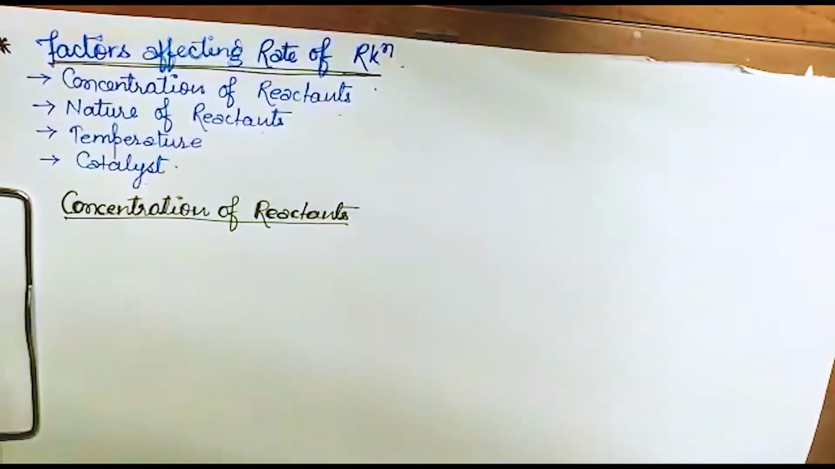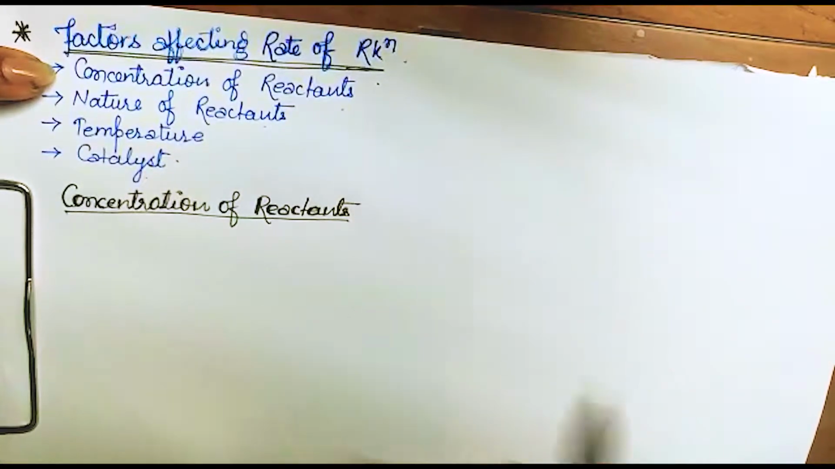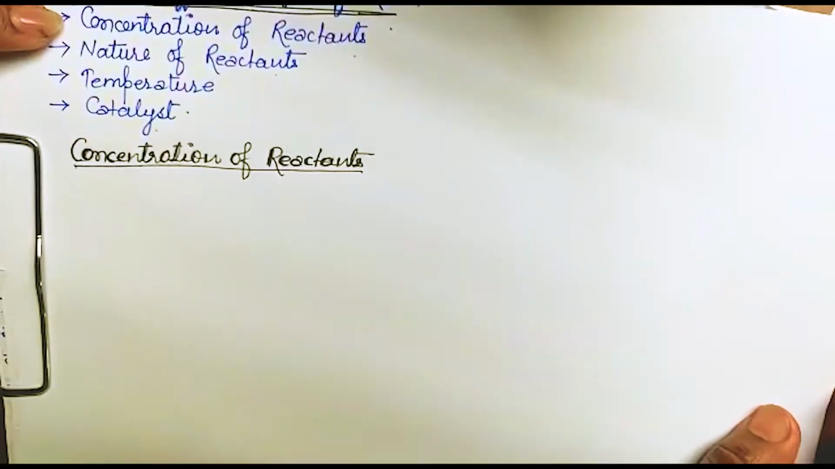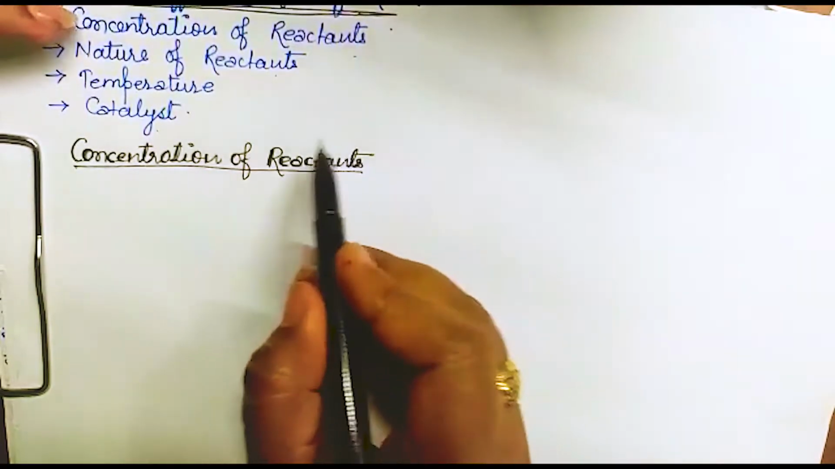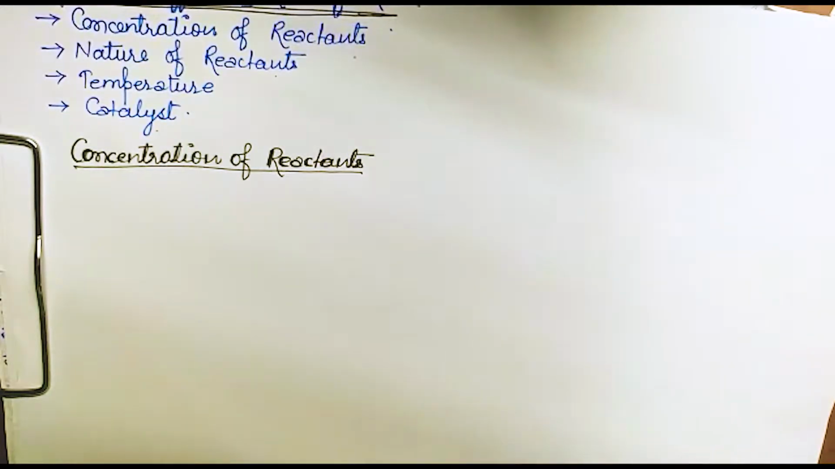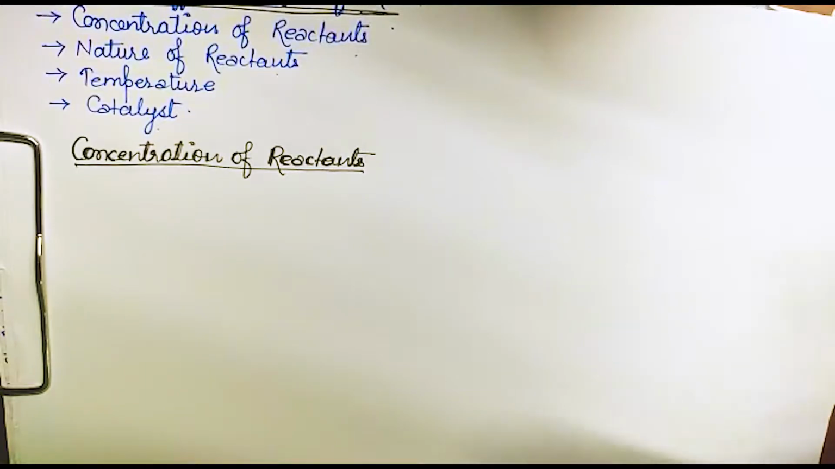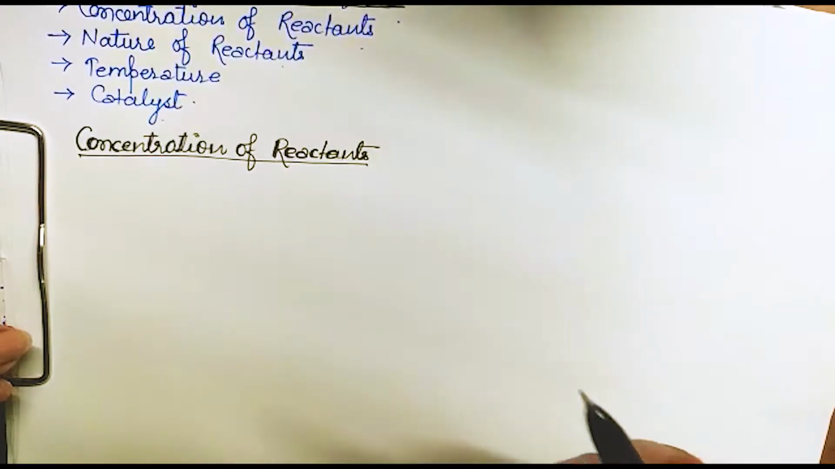Okay, out of these four, let me start with the first one, that is concentration of reactant. It's a very common thing: if we have a lot of concentration of reactant, then obviously the rate of reaction will be faster. You can relate it with a day-to-day life example. So why does the rate of reaction depend upon the reactants?